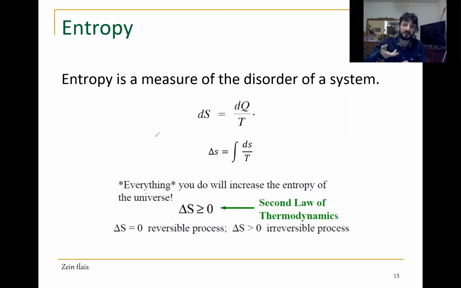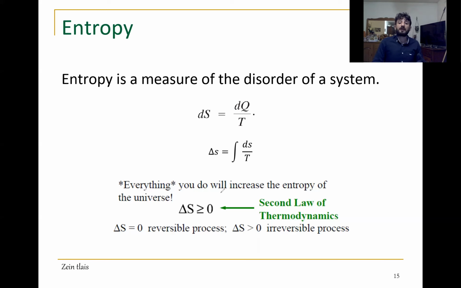The measurement of the disorder is the entropy. Okay? So the entropy is a useful parameter to measure the disorder of any system. For a small quantity of entropy, delta S equals dQ divided by T. The difference between the final position and the initial position equals the integral of dQ divided by T.